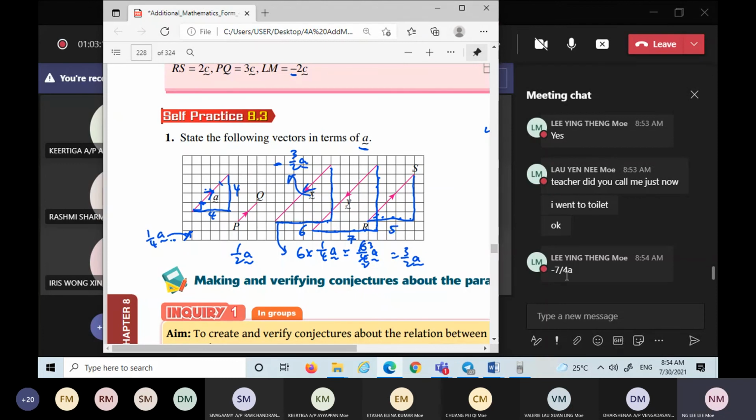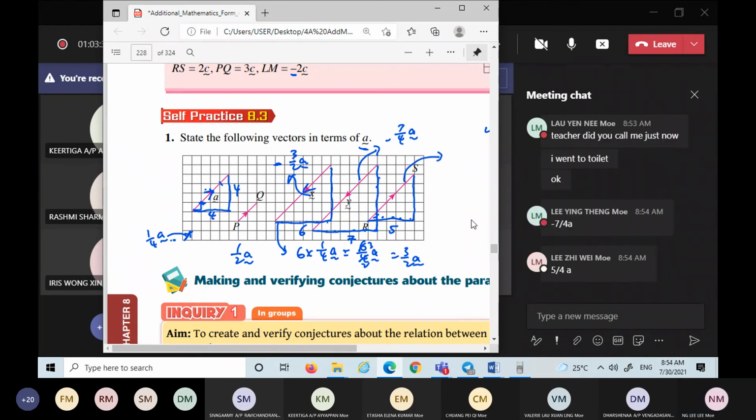Yin Ting says negative 7 over 4 because this is 7, so 7 times 1 over 4 is 7 over 4, and then pointing down, so negative. Correct, Yin Ting? So this one is negative 7 over 4a. Ziwei, how about RS? 5 over 4A. This is 5, so 5 times 1 over 4 is 5 over 4A. The same direction, so positive. All correct. So I think that's all for today.